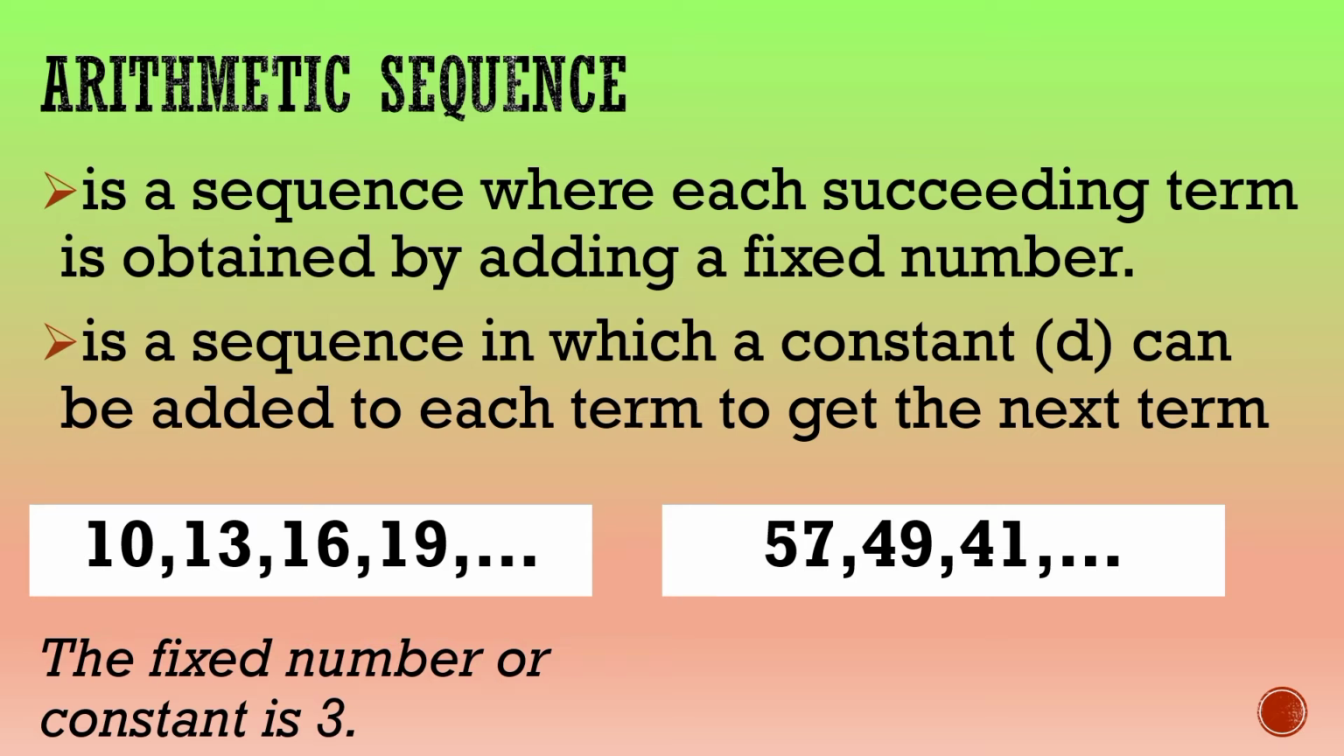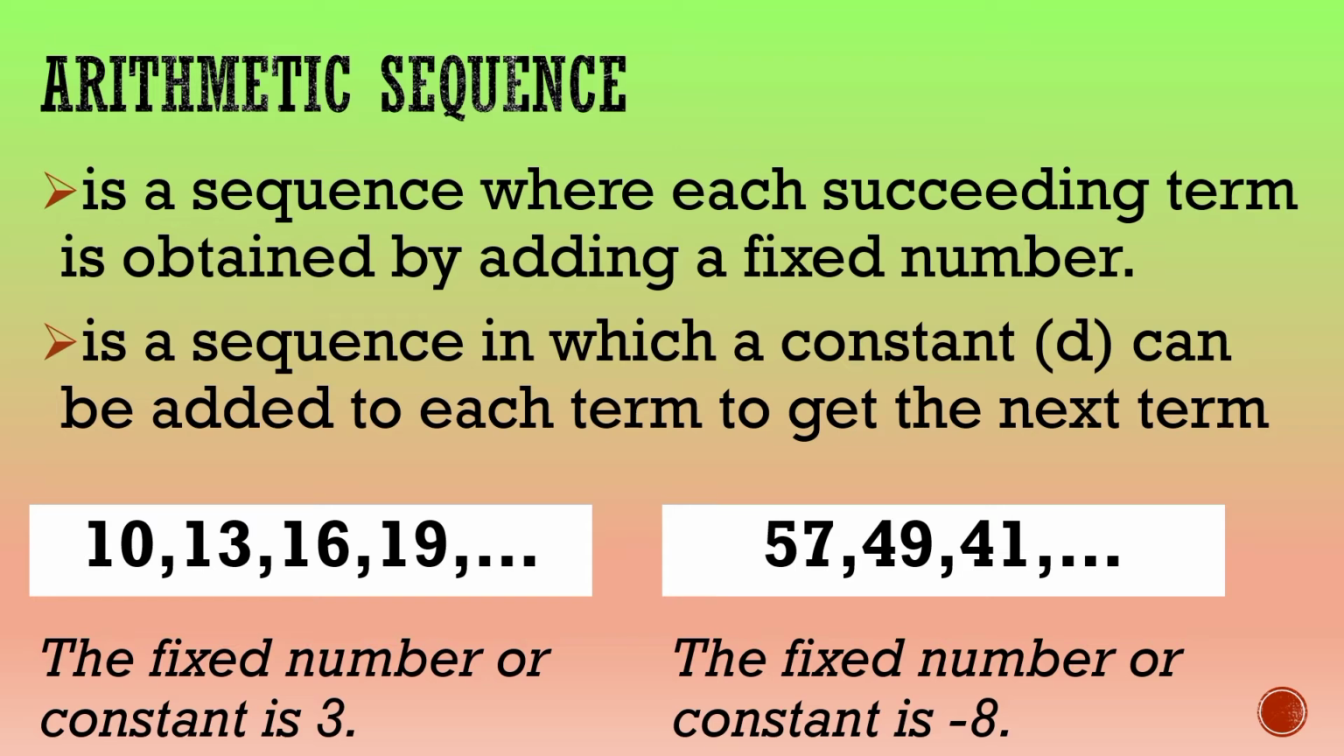How about 57, 49, 41? Pababa naman siya, decreasing. From 57, naging 49, naging 41. What do you think is the fixed number? Para masabi natin siyang arithmetic sequence. The fixed number is negative 8 kasi pababa naman siya. Decreasing. So, the fixed number or constant number is negative 8. 57 plus negative 8 is 49. 49 plus negative 8 is 41.